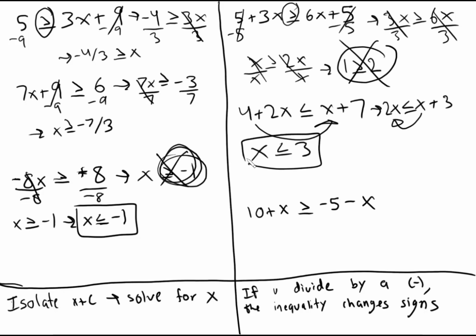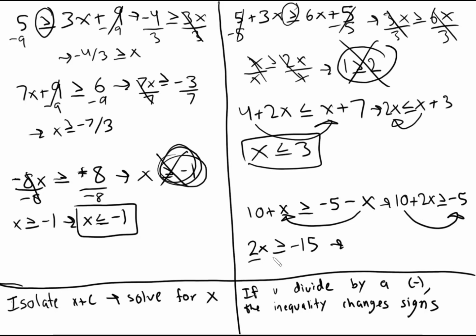Now for our final question today, we have a negative x here, so we actually have to add x when we move it over here. And we get 10 plus 2x is greater than or equal to negative 5, and we'll move the 10 over here. So you subtract 10, and you get 2x is greater than or equal to negative 5 minus 10, which is negative 15. Now divide both sides by 2, and you get x is greater than or equal to negative 15 over 2.